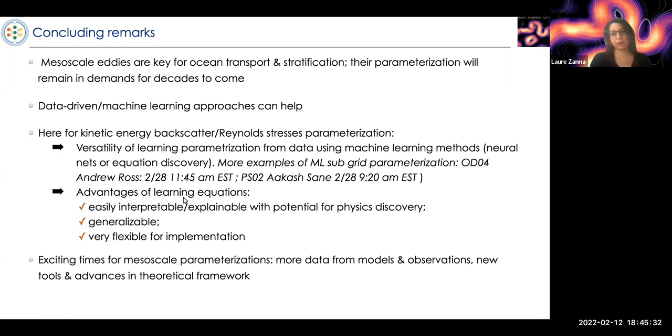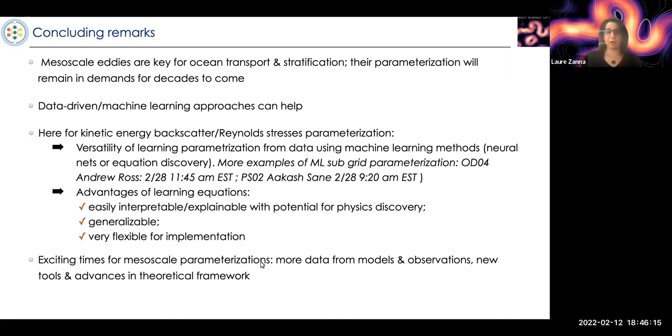The advantage of learning an equation as opposed to learning a deep neural network is that it is easily interpretable, explainable, however you want to call that, with the potential for physics discovery, right? You're looking at scale interaction. And so there's new physics that you can actually learn directly from the data. It's highly generalizable, right? And you can go back to basic physics principles. When I look at data, the fact that it will generalize to many things is more likely than when you come up with a very simple empirical relationship. Very flexible for implementation because it's a bunch of derivatives and we know exactly how to discretize them onto the stencils that we have. So I do think it's a very exciting time for mesoscale parameterization for many reasons, right?